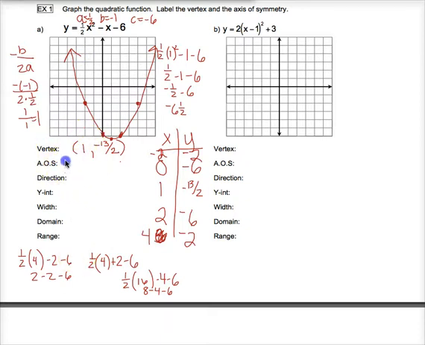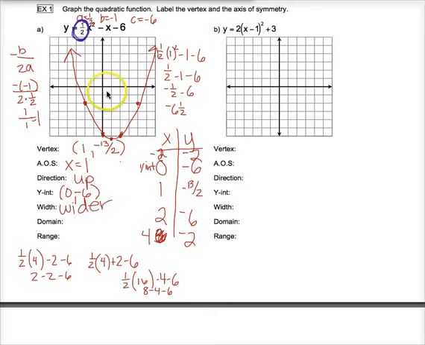It's always an x equals line, and it's always x equals whatever the x coordinate of the vertex is. The direction here is obviously up. The y-intercept, that's where it crosses the y-axis. So when x is 0, you can see that here, y-intercept is right here, y is -6. So 0, -6 is your y-intercept. The width, you need to go back and look at your a value. 1/2 is less than 1, so that means that this one is going to be wider.